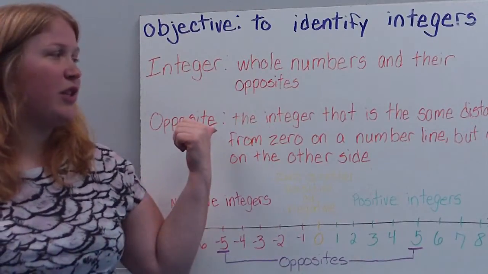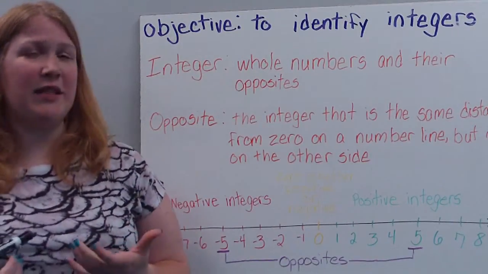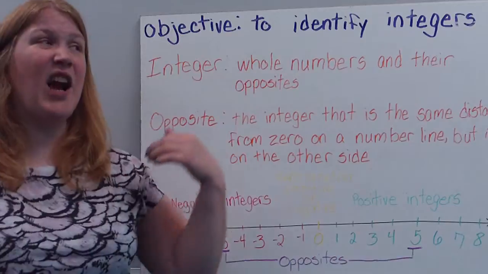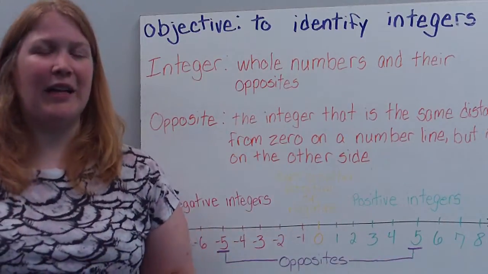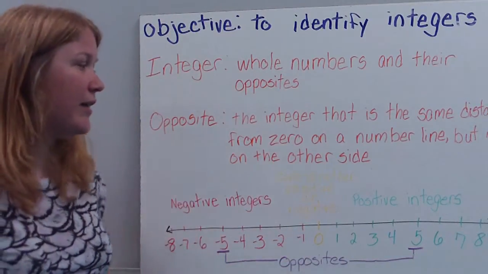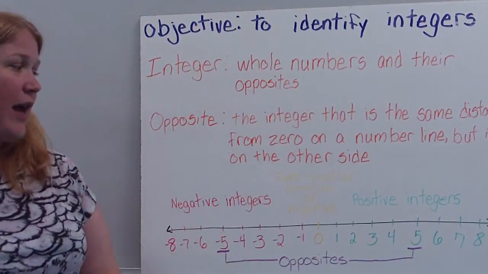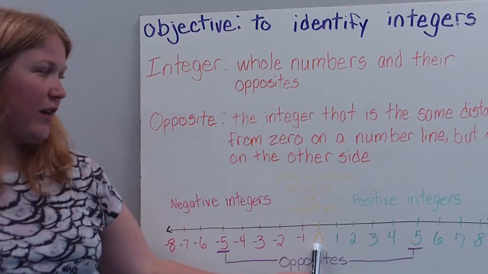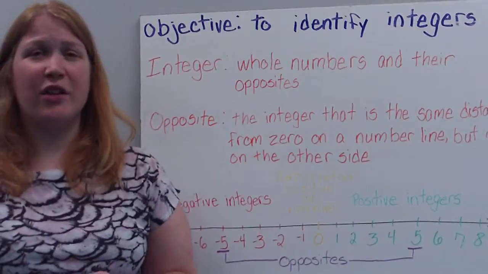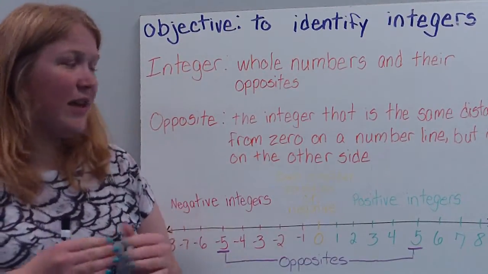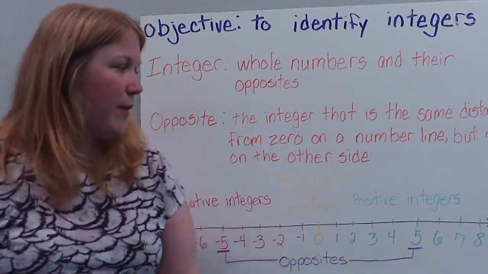In math, we're referring to the integer that is the same distance from 0, but it's on the other side, or the opposite side, if you will, of the number line. So down here, you see where I've drawn a number line. I have 0 written here in yellow because it is neutral. It's neither negative or positive. It's nothing. It's kind of its own category.